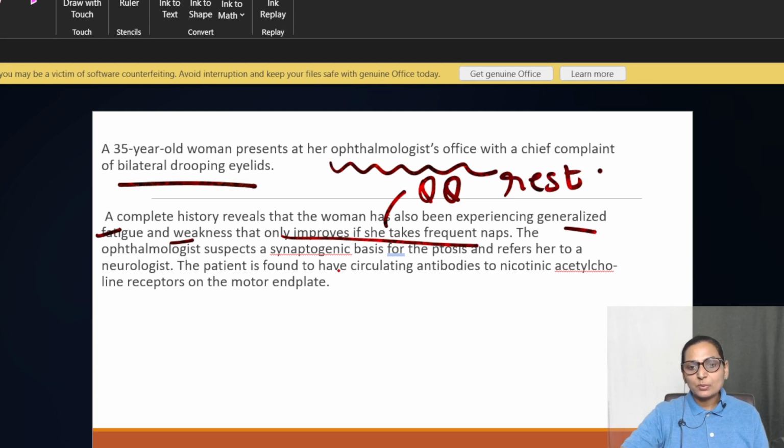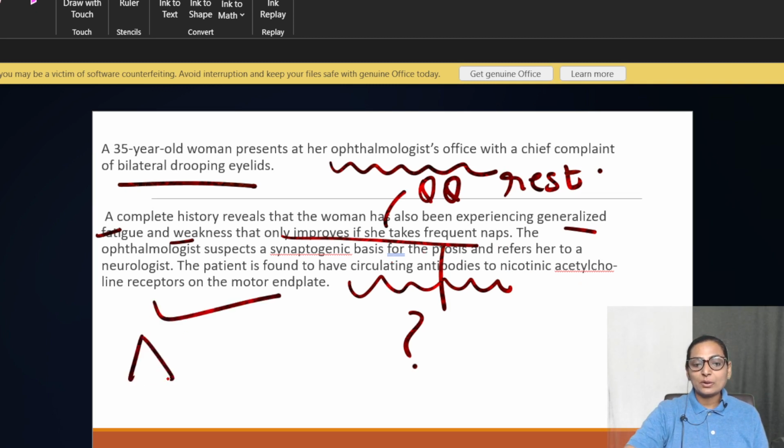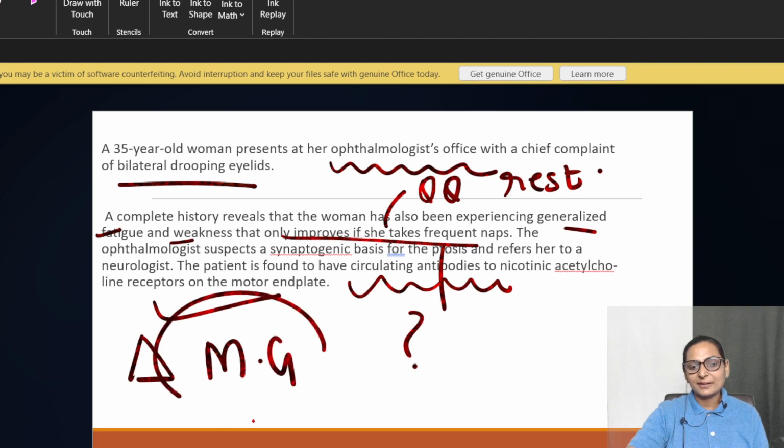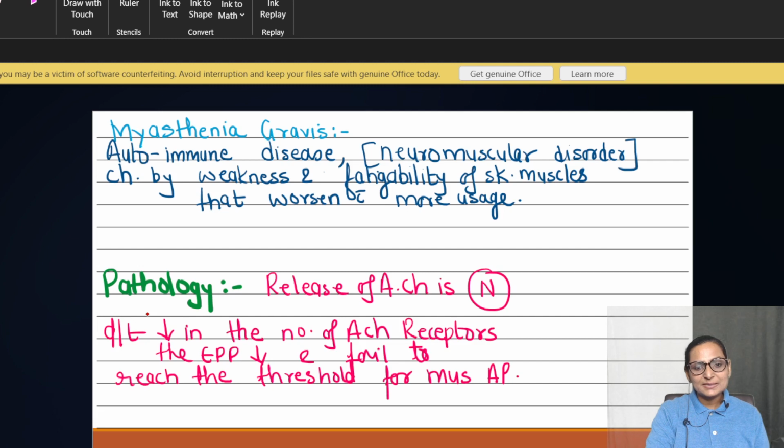So this patient was then investigated for ptosis, and there were also circulating antibodies present. The moment you find circulating antibodies to the nicotinic cholinergic receptor, your diagnosis of myasthenia gravis is confirmed. So what is myasthenia gravis, boys and girls?